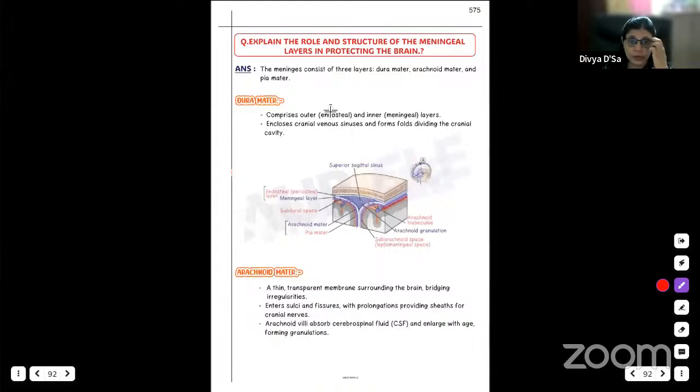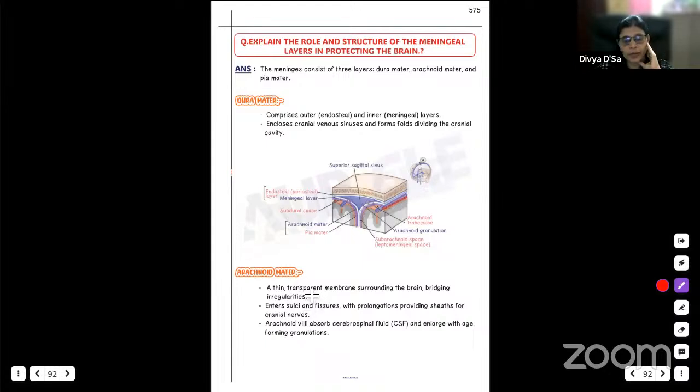Explain the role and structure of the meninges in protecting the brain. As I said, there are three layers: dura, arachnoid, and the pia mater. The dura mater comprises the outer endosteal and inner meningeal layer. Endosteal, as the name says, lines the entire cranial cavity inside, and it forms folds, which we call the dural folds. Dural folds enclose the venous sinuses.